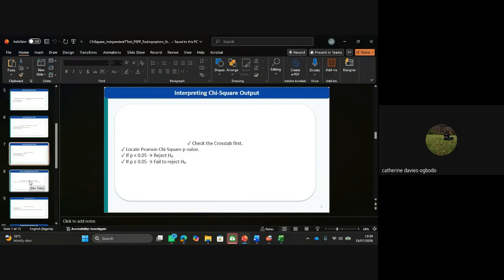Okay, so I was saying that if the p-value is less than 0.05, we reject the null hypothesis, right? We have rejected the null hypothesis. That means we're going to be saying that an association exists. We are rejecting the null hypothesis, which states that there is no association.